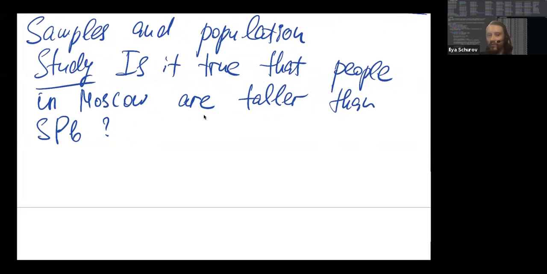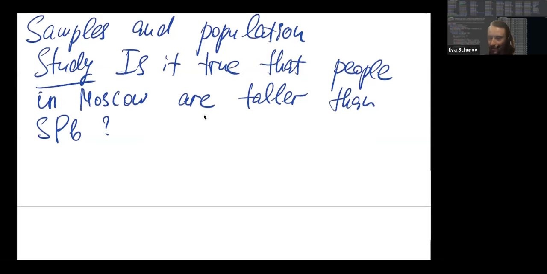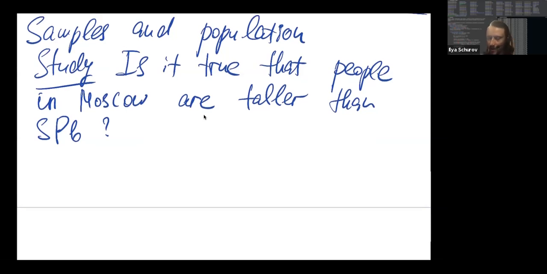I don't know why. Probably I'm interested in some nutrition effects, and I know that people in Moscow eat more vegetables than people in St. Petersburg, and I'm interested in how vegetables affect growth or something like this. Not a linguistic study, but I think that it is easier to think about something that is easy to measure, like height of different people. And can you propose how would you conduct this study? What if you want to answer this question? What will you do?